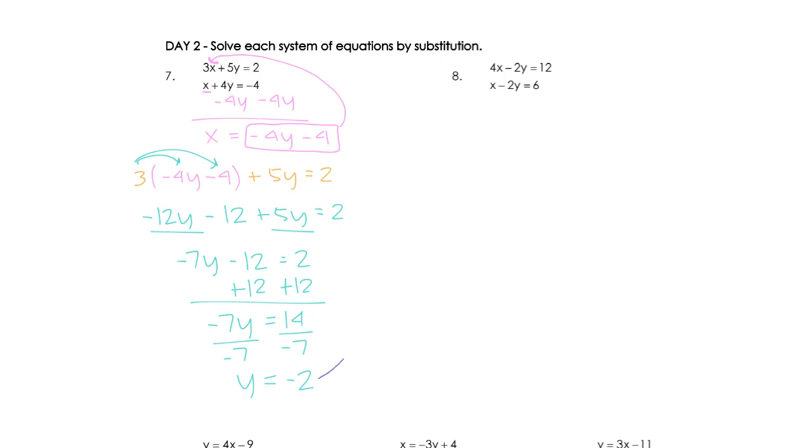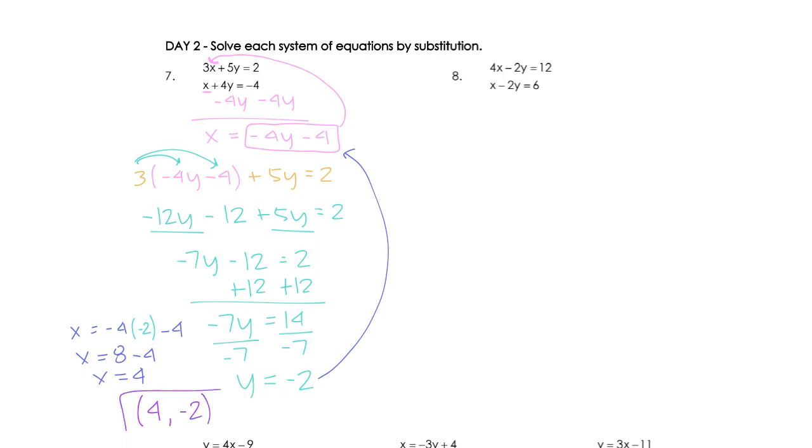And then if you remember, we always plug it back into our box to figure out what the other missing variable is. So then, let's see, I'm running out of room here. I'm going to go over here. I have x equals negative 4 times whatever y is, which would be negative 2, and then minus 4. So then that would give me x equals 8 minus 4. Answer for x would be 4. Then again, I have to write that as an ordered pair when I'm done. So 4 comma negative 2.